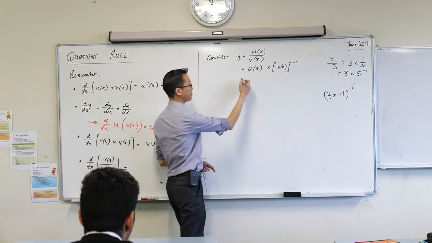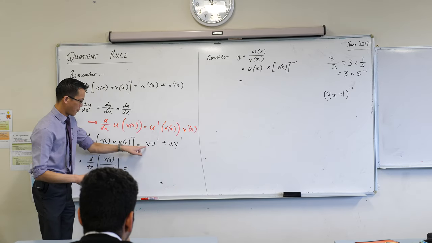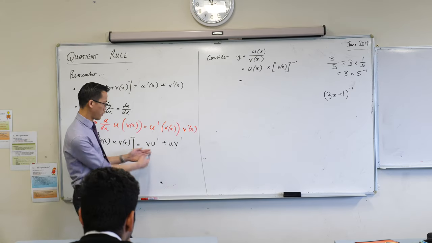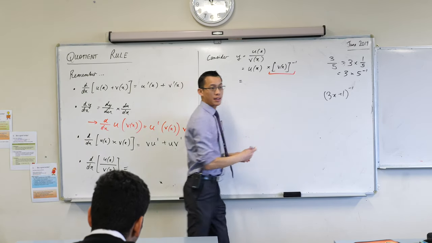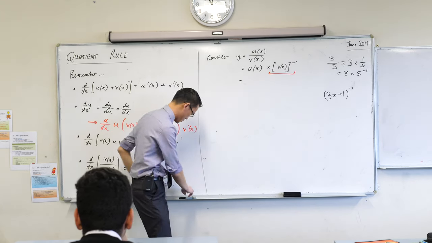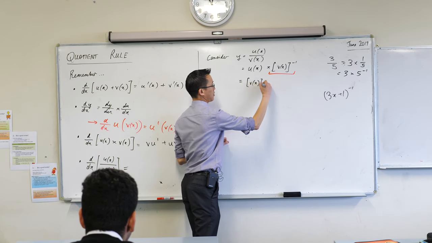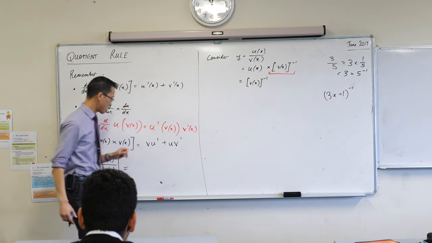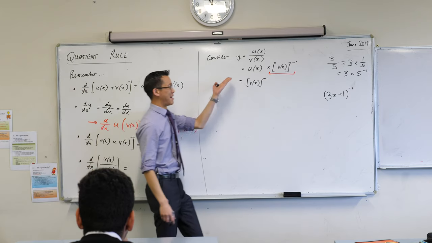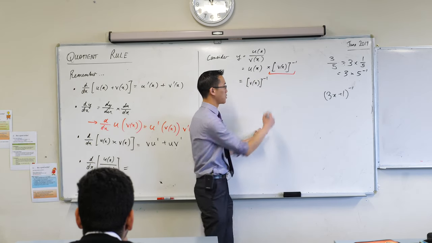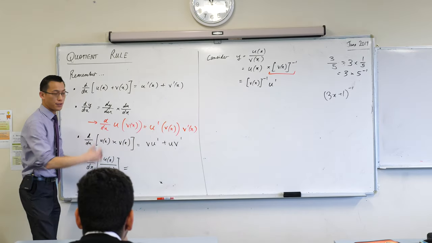Let's have a go. For starters, the first thing I need is v. That's the first thing that's written in the product rule. So here is that second thing over there. So I'm just going to write that as it is: (v(x))^-1. What's the next thing that comes along? U dash. Yeah, u dash. Now, my u is just called u. So I'm just going to write u dash. There you go. That's the first half of the product rule.